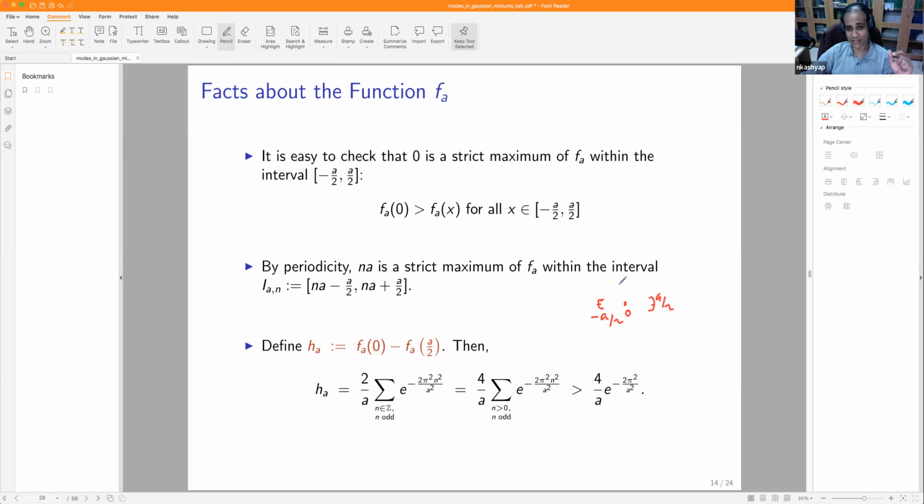So what is the height difference that the function fa takes? It has some height there and a smaller height here at minus a over 2 and a over 2. So what is this height difference we are trying to estimate? The function will look something like that, but the height difference is what we're trying to estimate.